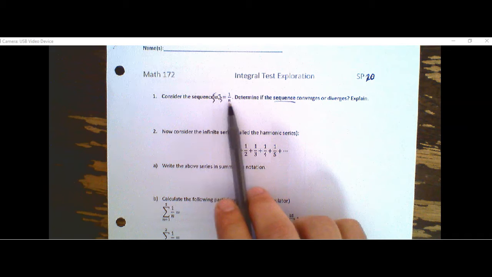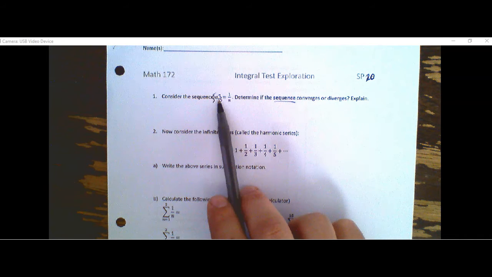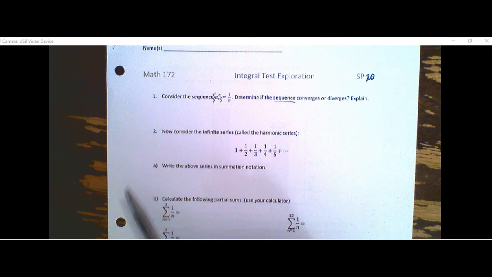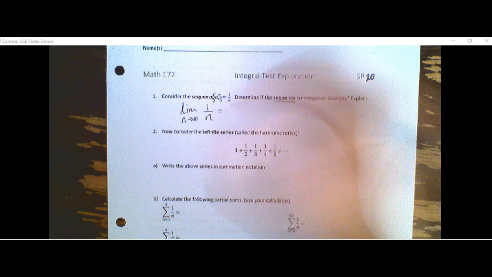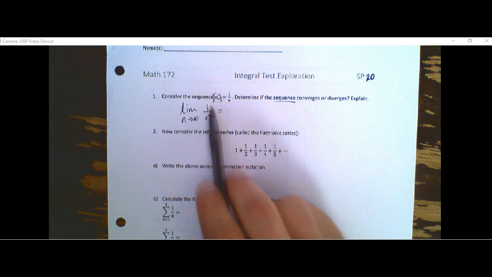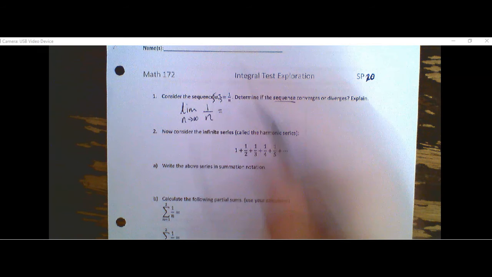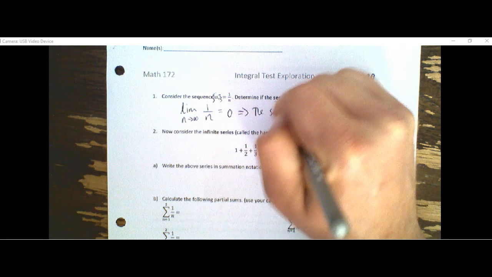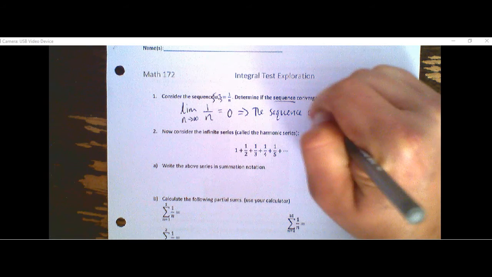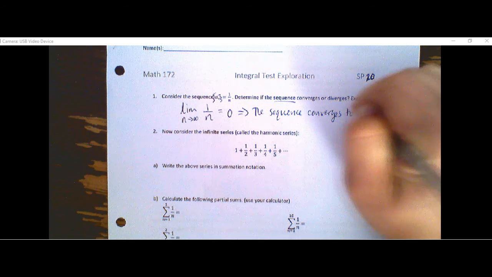Well, let's take a look. How can we determine whether the sequence converges? Well, we just take a limit, right? So we take the limit as n goes to infinity of these terms and see what we get. The limit as n goes to infinity of 1 over n equals, well, this would be 1 divided by a really big number. That would be 0, right? So this implies that the sequence converges to 0.